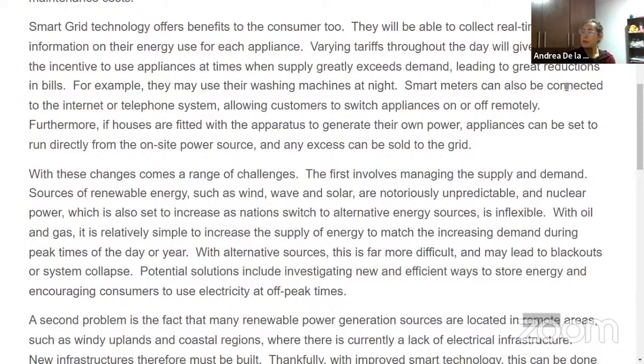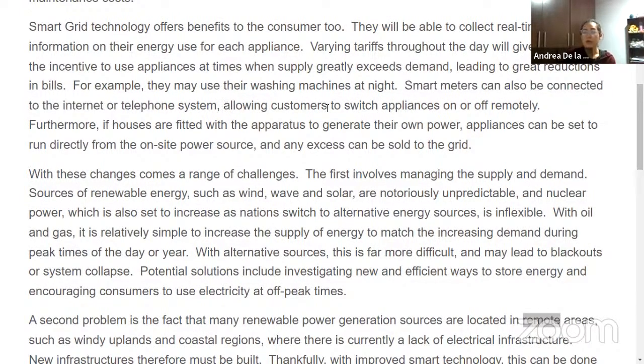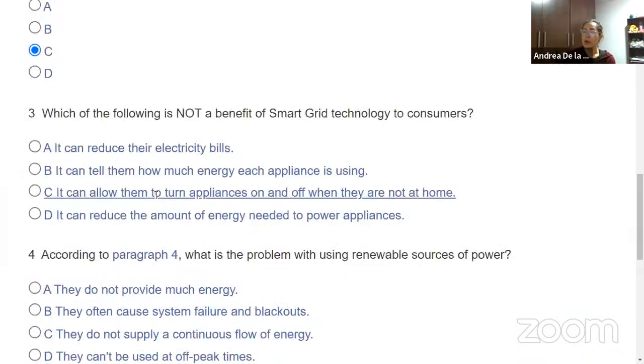Then they say smart meters can also be connected to the internet or telephone system, allowing customers to switch appliances on and off remotely. And that's gotta be the third benefit. Allow them to turn appliances on and off when they're not at home or remotely. So the only one that's not is, as you guys said, option D. It doesn't reduce the amount of energy needed to power them.